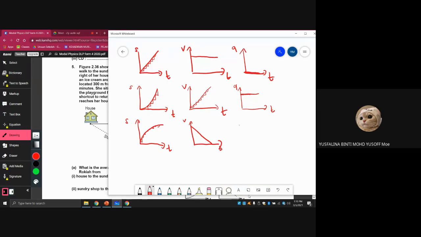How about the acceleration against time? If I draw the triangle, it's constant, right? You can see the size is the same. So when the size is the same means the gradient also should be the same, and so the acceleration also should be the same.